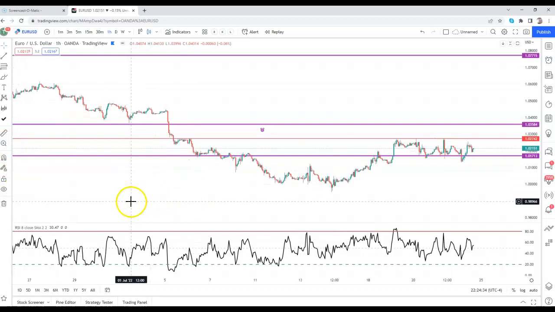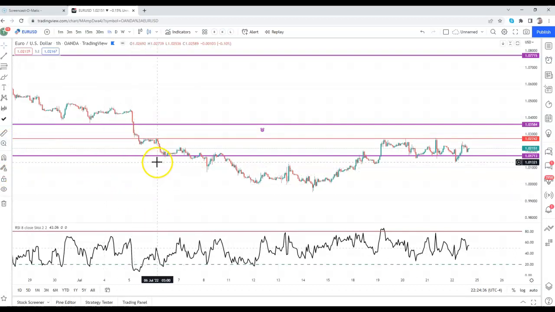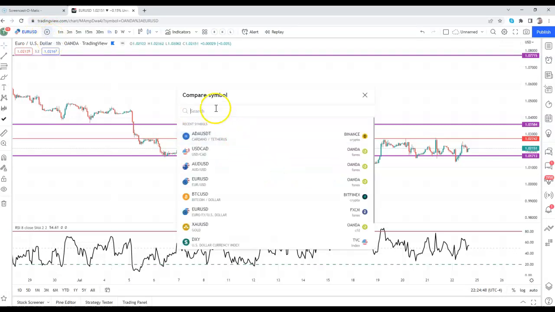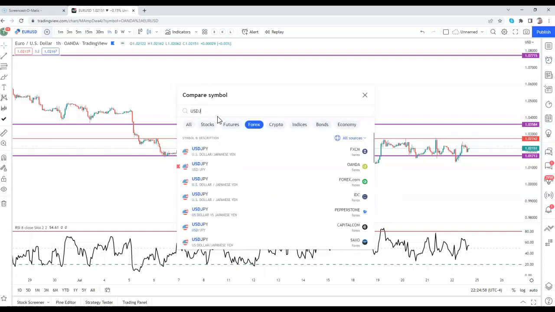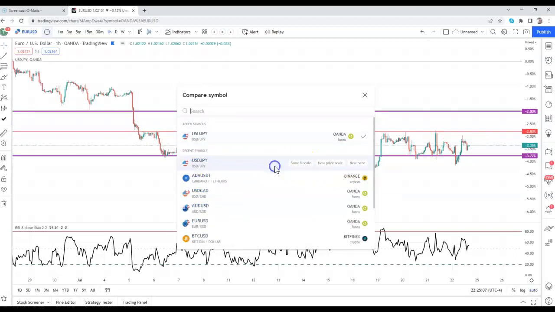Now, if we want to compare one asset to another asset, you see right here this plus sign next to Euro USD. It says compare or add symbol. Left click on it and say we want to see how Euro USD has moved against USD JPY. We're already on Euro USD, now we want to check USD JPY. We click on USD JPY. Remember, we're looking at the same percentage scale. Click on it, boom.